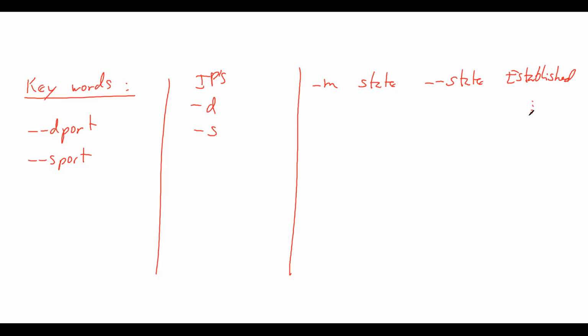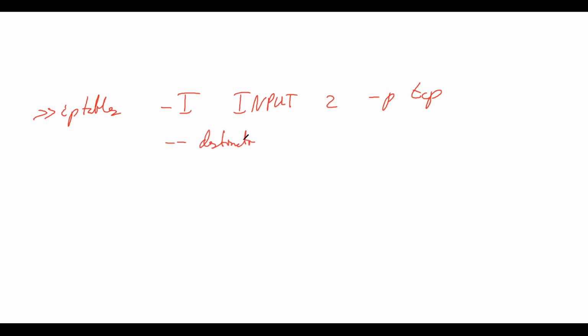We've done a lot of drops. Let's look at accept actually. So we could do something like iptables -I INPUT 2 -p tcp --destination-port 22 -j ACCEPT.